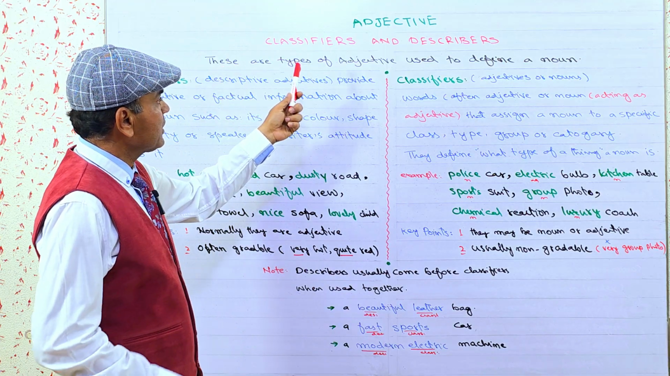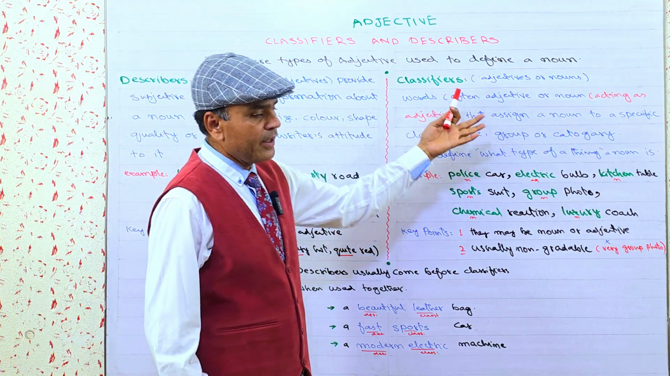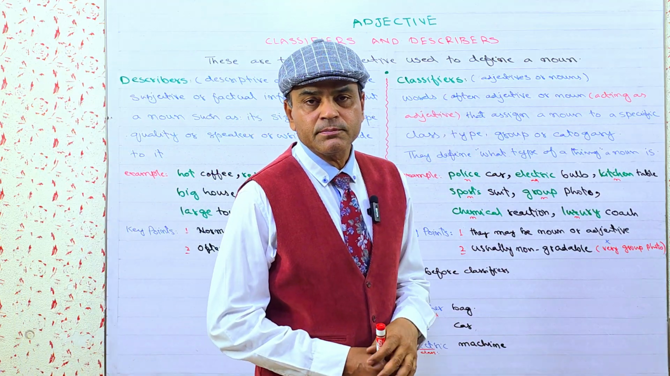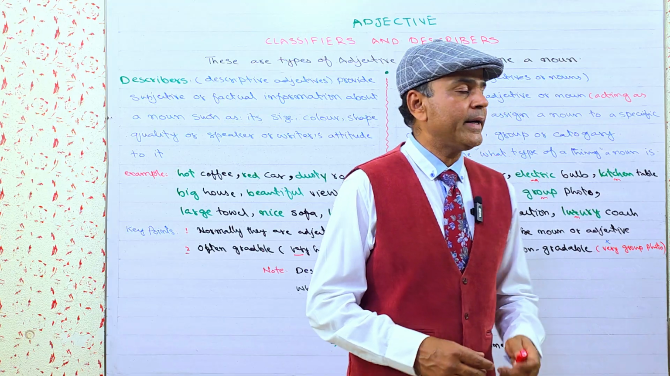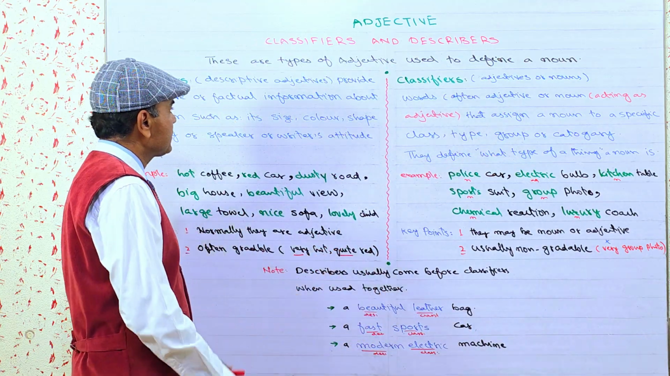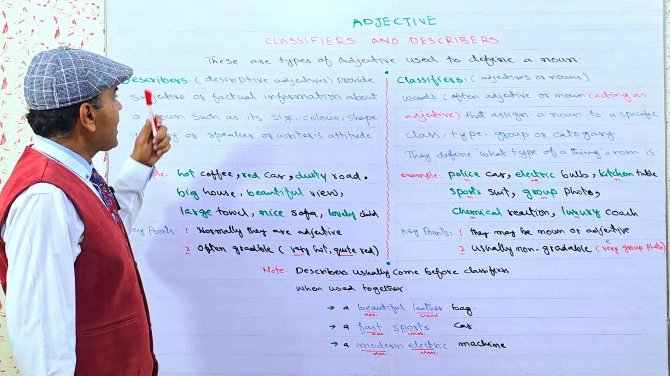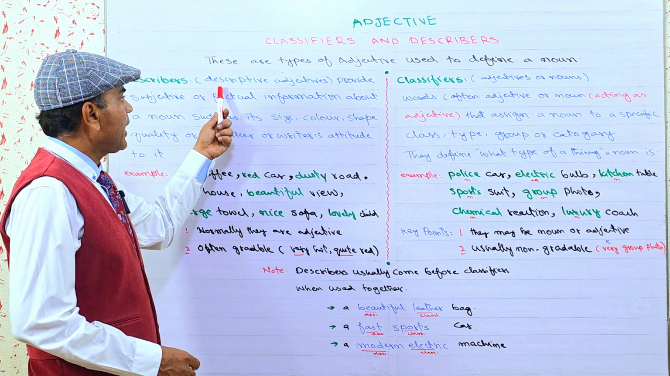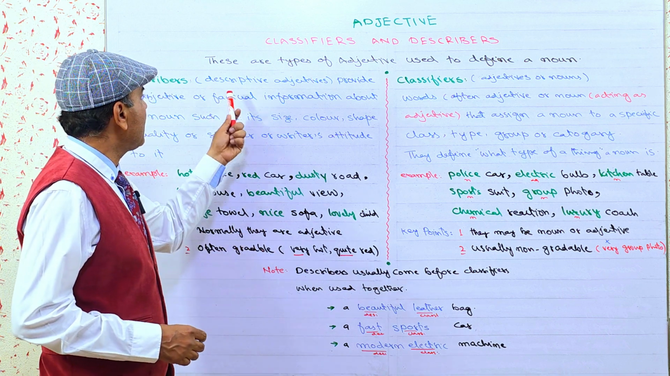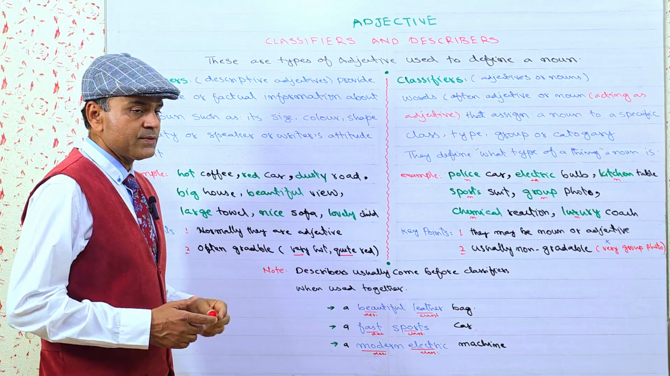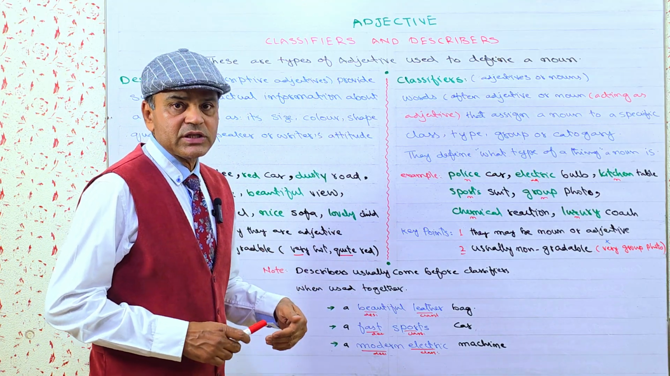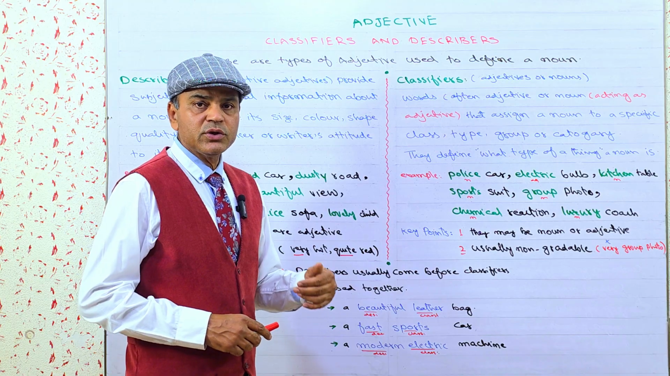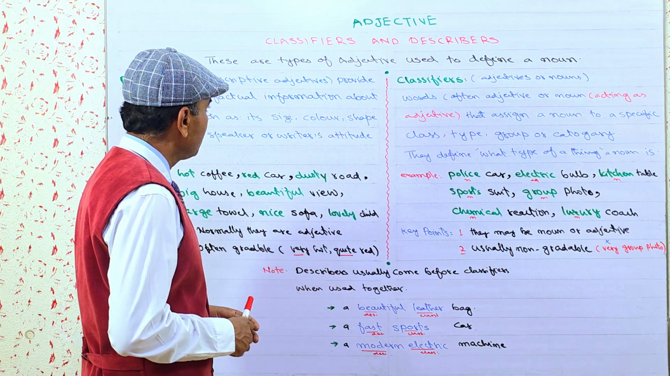These types of adjectives are used to define a noun, as this is the general function of an adjective. But how they differ from other kinds, let's talk about it. Describers are actually descriptive adjectives. It means mostly they are adjectives and do the function of an adjective.